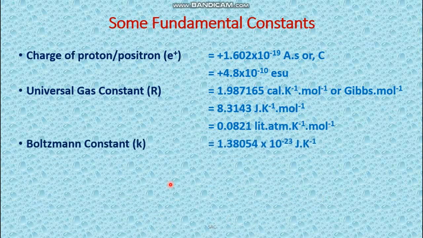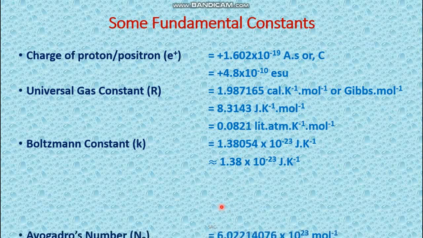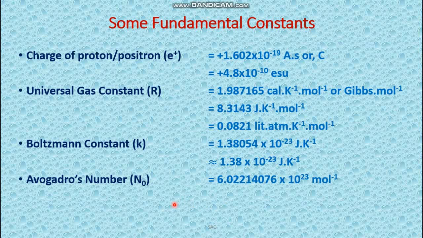Boltzmann constant k is actually the molecular gas constant, isn't it? So if you divide this value of R by Avogadro number, then you will get this value, 1.38054 into 10 to the minus 23 joule per Kelvin, or in short 1.38 into 10 to the minus 23 joule per Kelvin. Avogadro's number, finally, is N0.